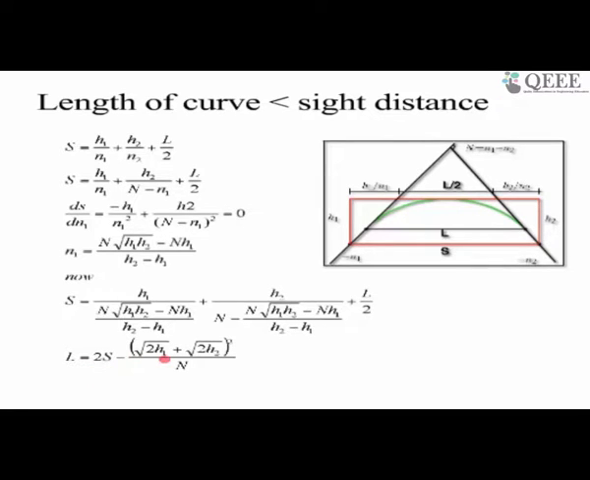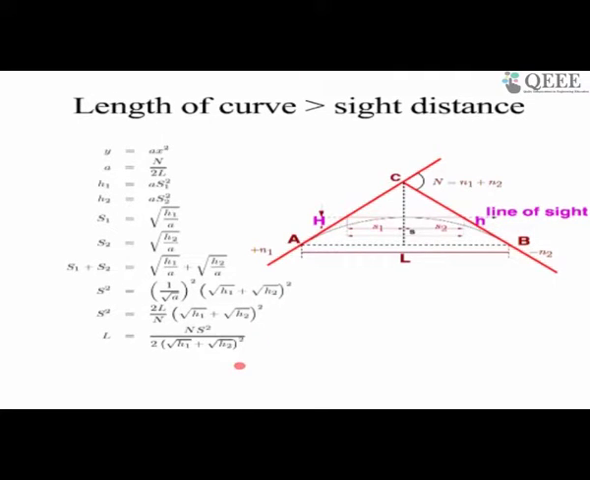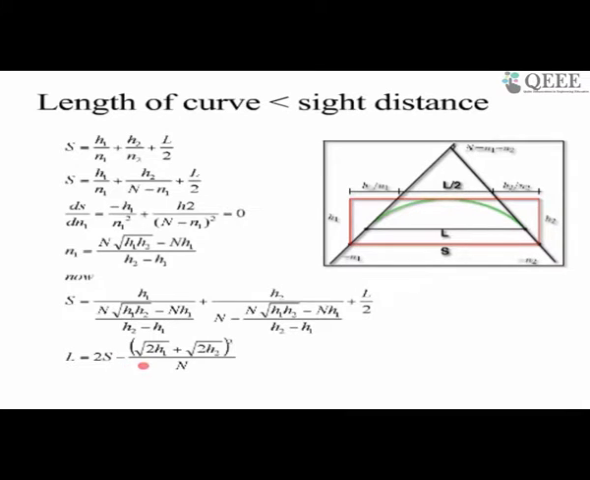L is equal to 2S minus (root over 2h1 plus root over 2h2) whole square divided by N. So this equation is pretty much similar to the previous equation, with a little bit of difference. There is another factor, which is 2S minus, and then root 2h, and this whole square is going to come. If you can remember one equation, the other you can easily remember. And once you know these two equations, then you can find out the length.